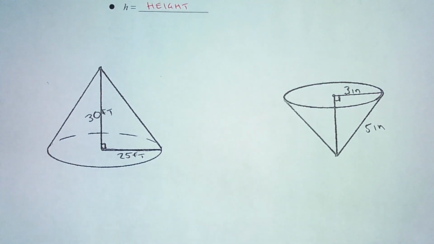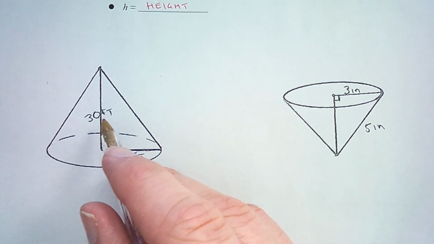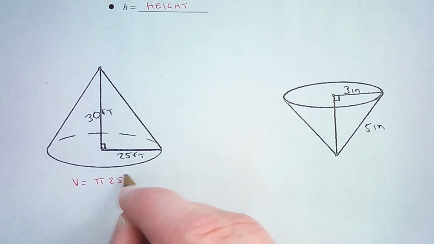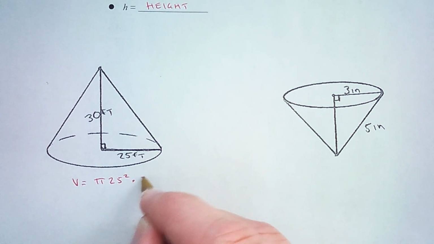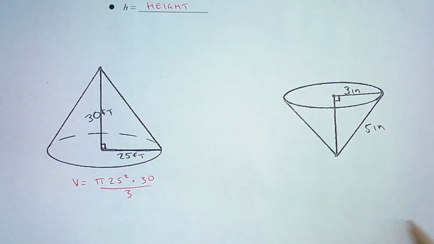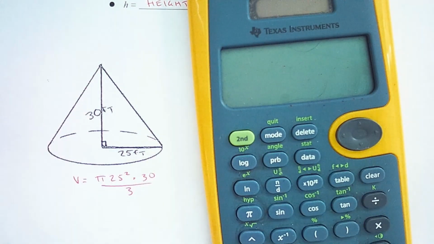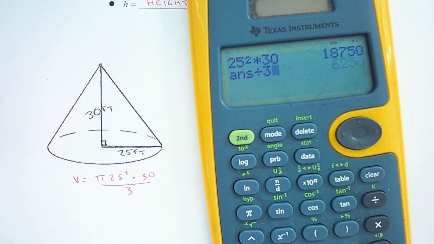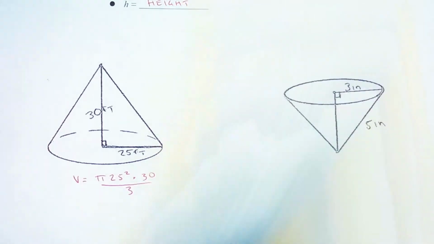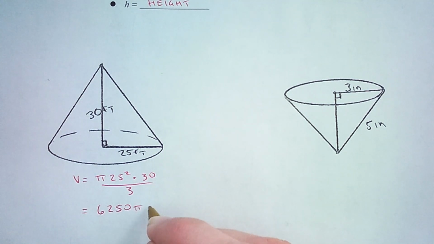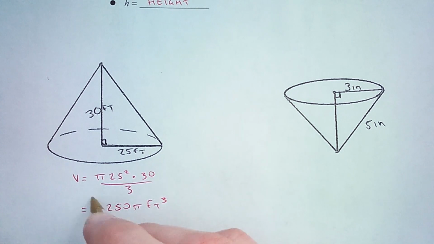So here I have a cone with a radius of 25 and a height of 30. So the volume is pi 25 squared, so that's pi r squared, times the height, 30, divided by 3. So I'm going to leave pi out of the calculator and get an exact answer. 25 squared times 30 divided by 3 is 6,250. So the exact answer is 6,250 pi feet cubed.